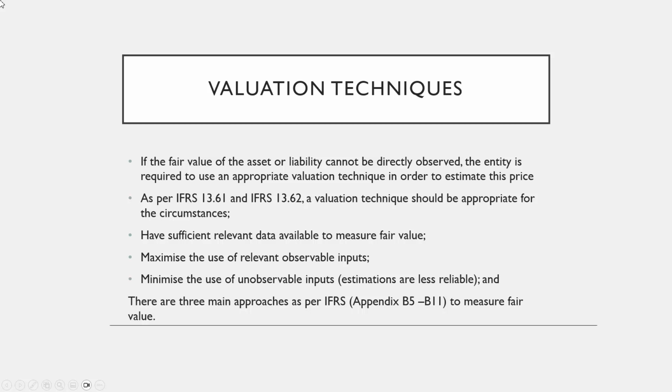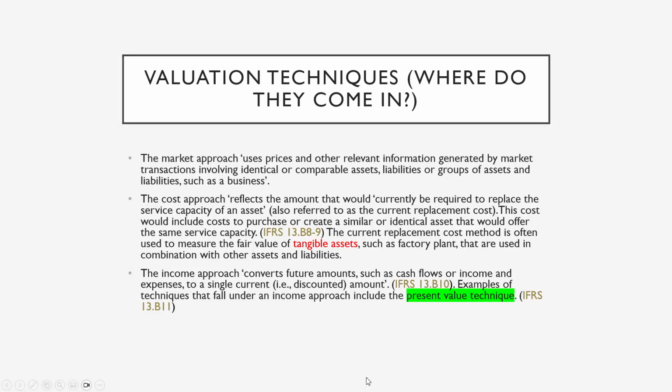What if there's a discount rate to be factored into your input, into your shares? Then you have to minimize the use of unobservable inputs, because estimations are less reliable. And finally, the three main approaches as per IFRS 13 Appendix B5 to B11 that enable us to measure fair value.